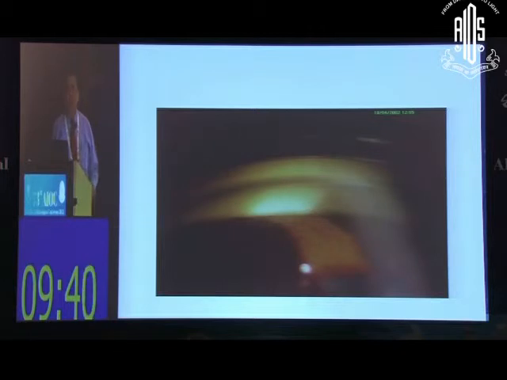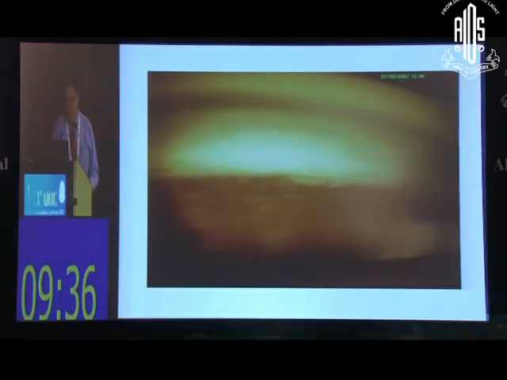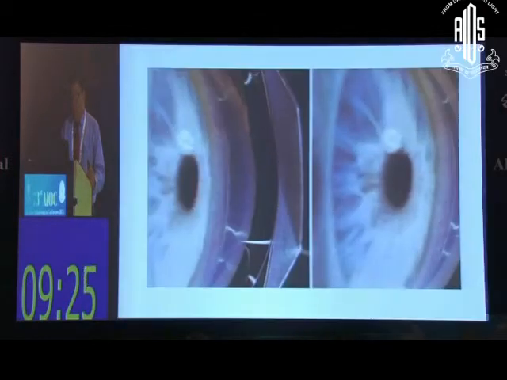The same patient, when you dim the light, going the wrong way, is it? Yes. So when you go the other way, none of the angle structures are visible. This is one way to manipulate your gonioscopy. The second way is shown here.